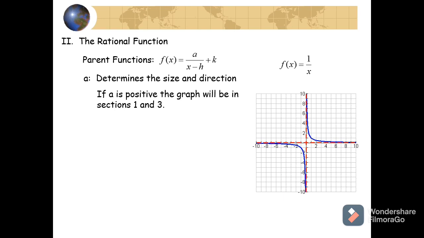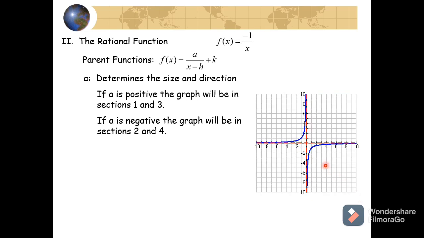Again, going back to the first example, 1 over x. So, this is its graph. It is in section 1 and 3 because a is positive. While if your a is negative, then it is in section 2 and 4. This time, you will notice that our vertical asymptote is still at 0 and our horizontal asymptote too, because we still have no value of h and k in our given. The only thing that changed is the position of the graph. It went to section 2 and 4.